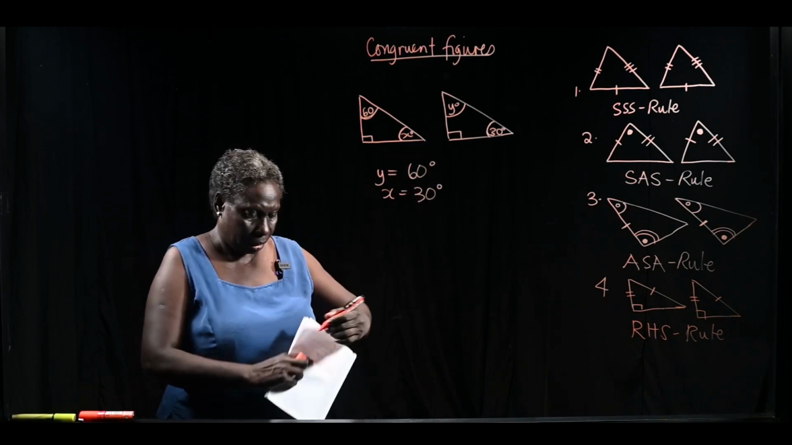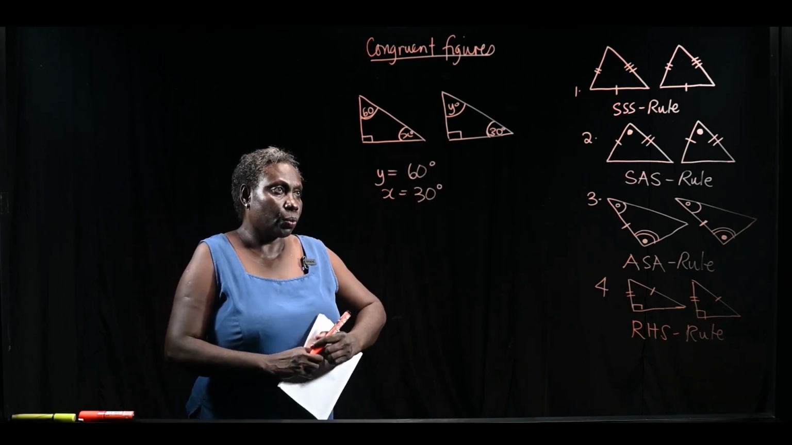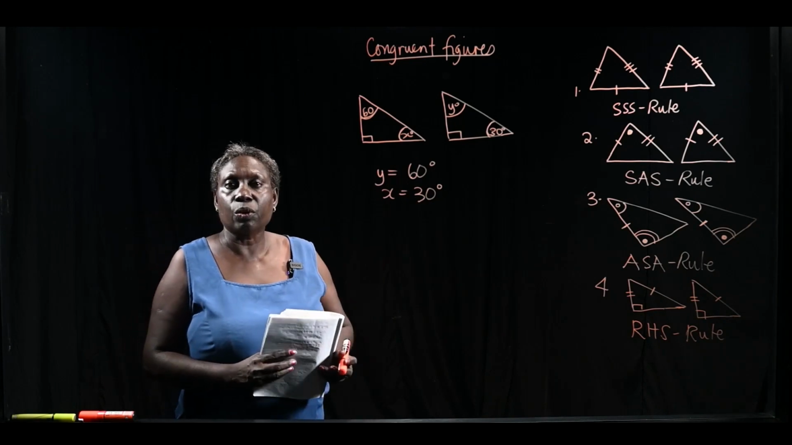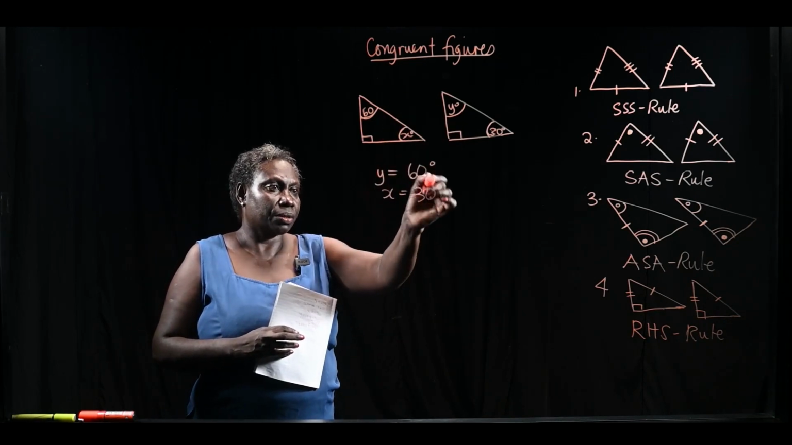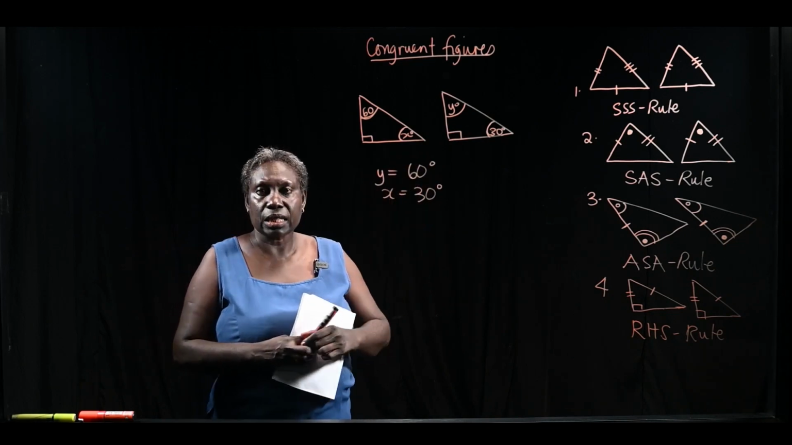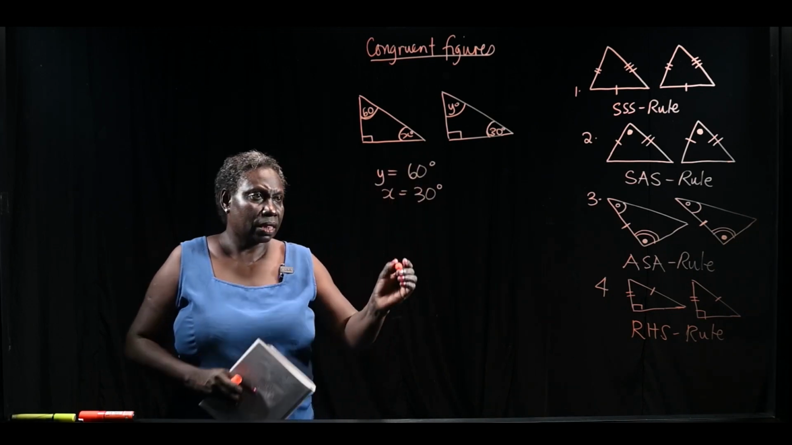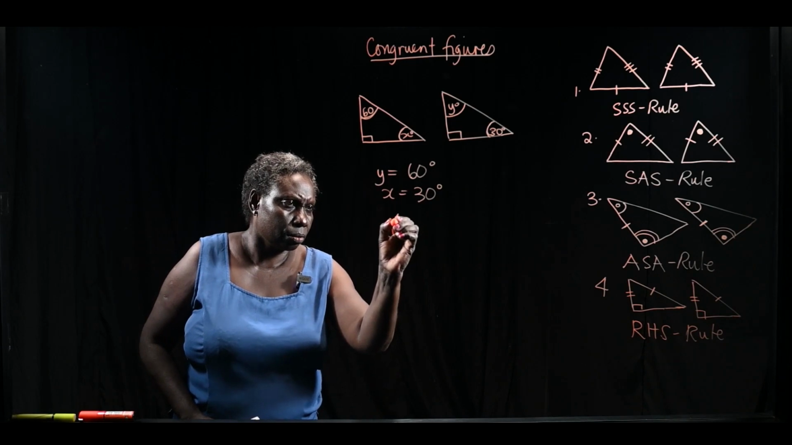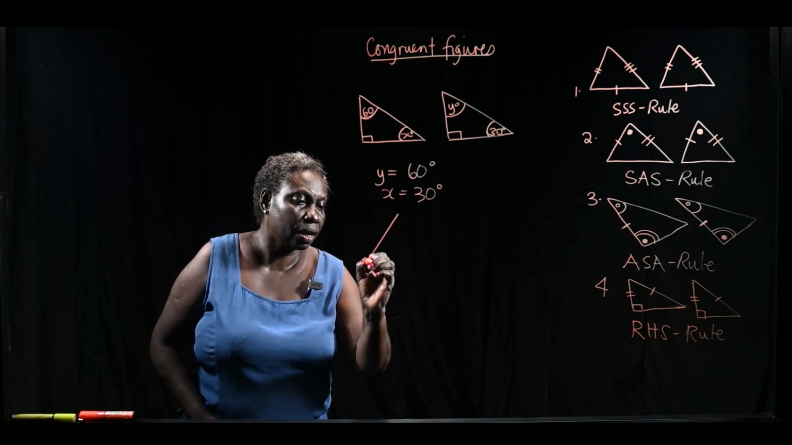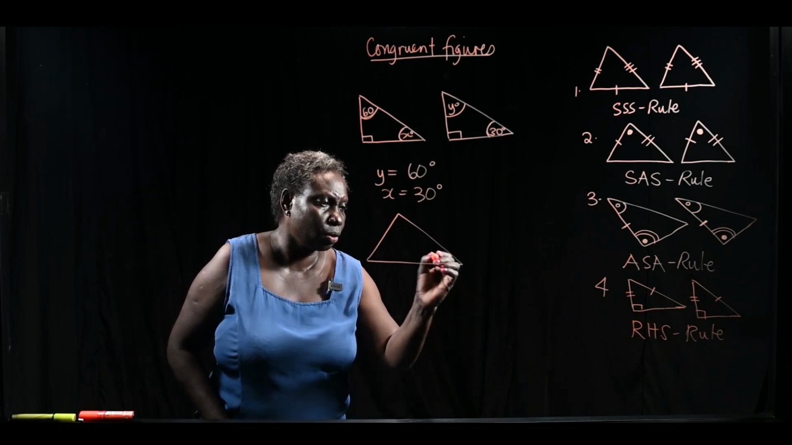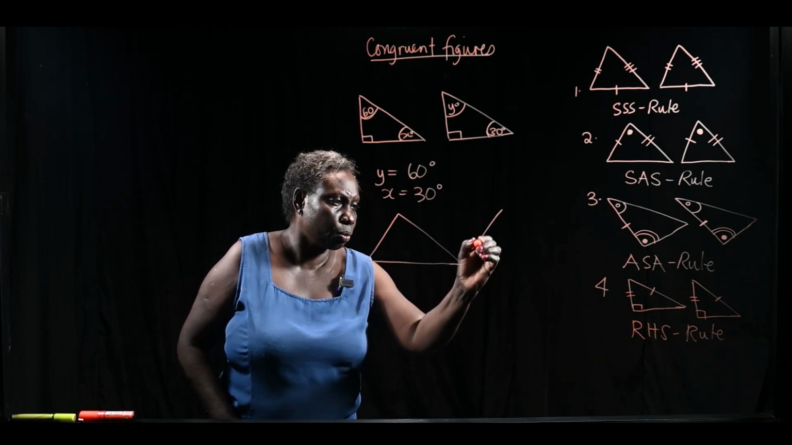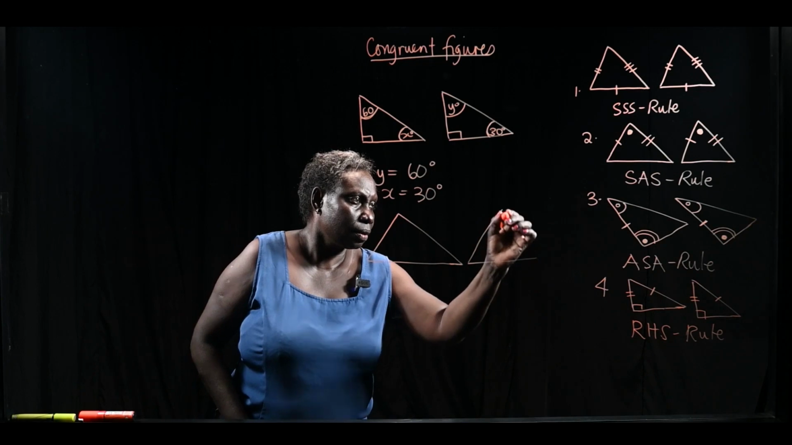So using the rule for congruent triangles, we can find the unknown values. So our value for y is 60 degrees and for x is 30 degrees. Now, let's look at another triangle here. We also have 2 congruent triangles. We want to find the unknown values of these 2 congruent triangles.